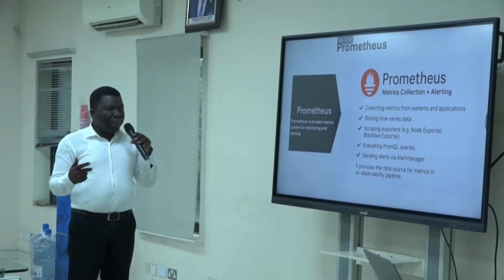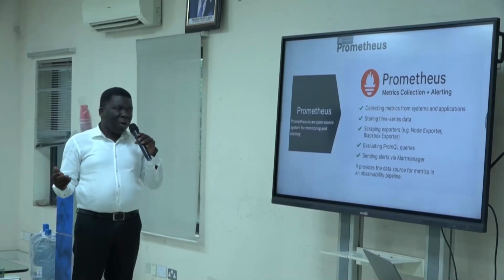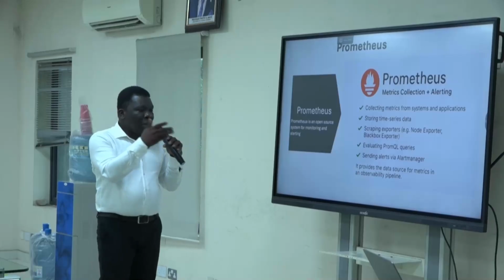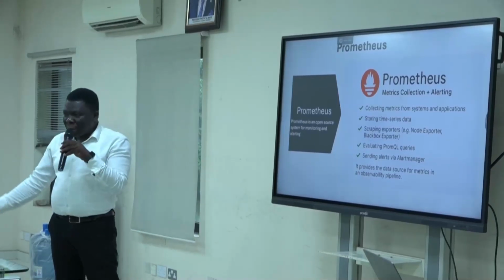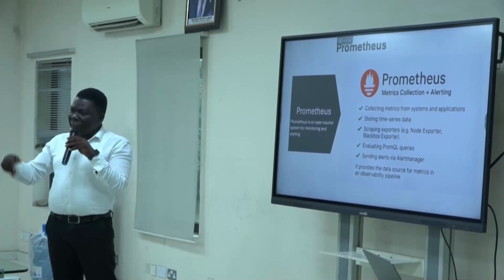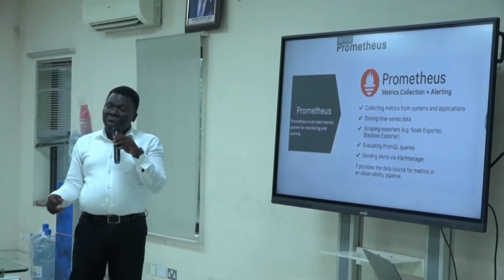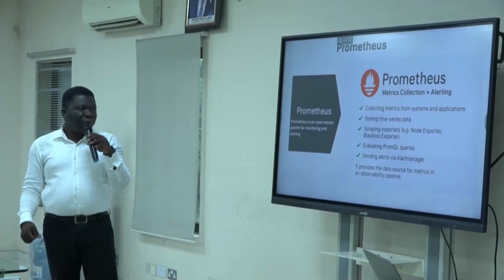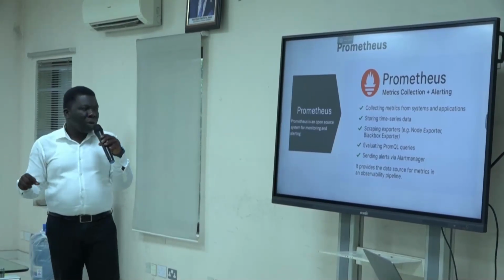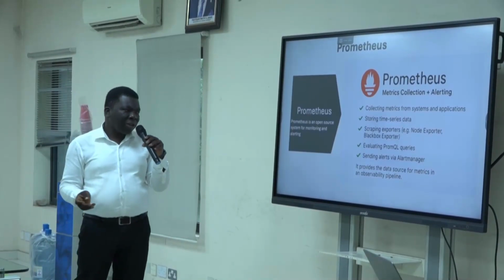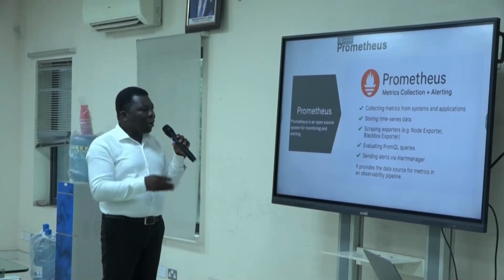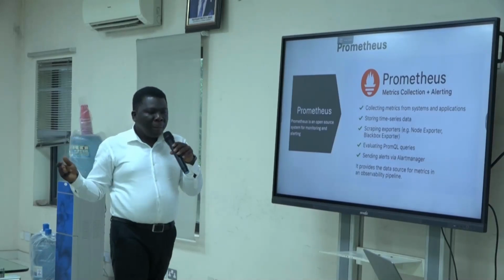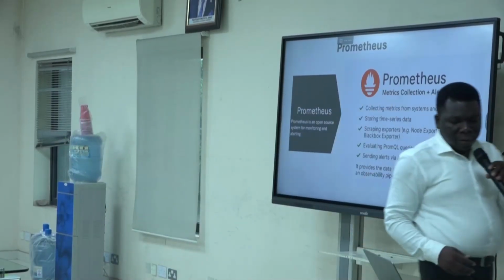It also scrapes exporters. Like I said earlier, we have different types of exporters. We have node exporter, another is black box exporter. You can have MySQL exporter. If you want to monitor your MySQL in an application, that means you are going to install such an exporter on that system so that it can export that information to your Prometheus. Then it also sends alerts via Alertmanager. So in summary, it provides the data source for metrics in an observability pipeline. You will get to understand this very soon. This is just background.